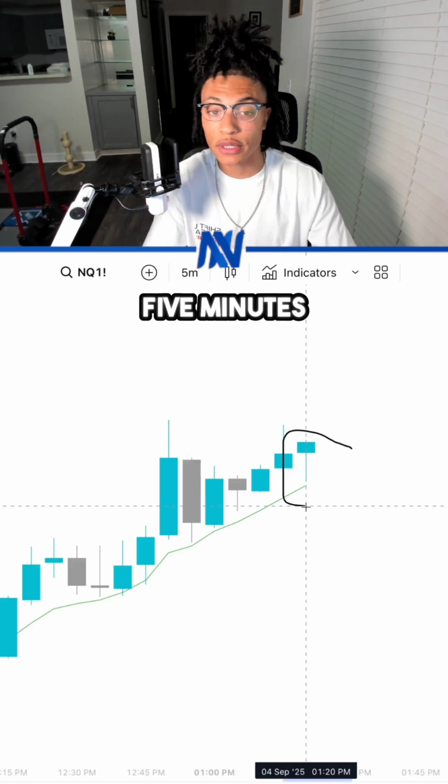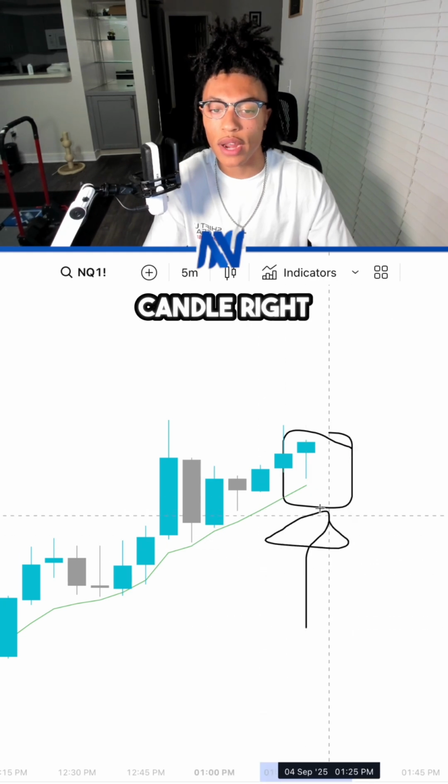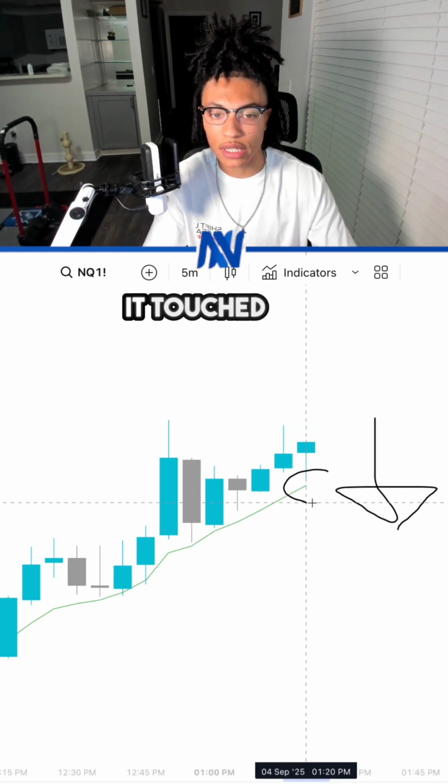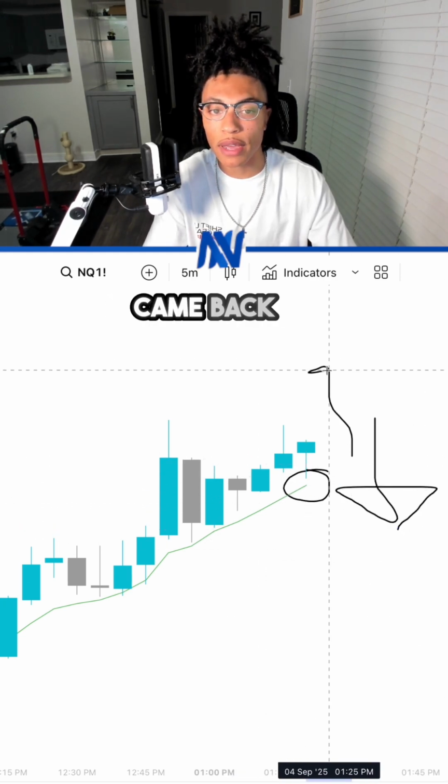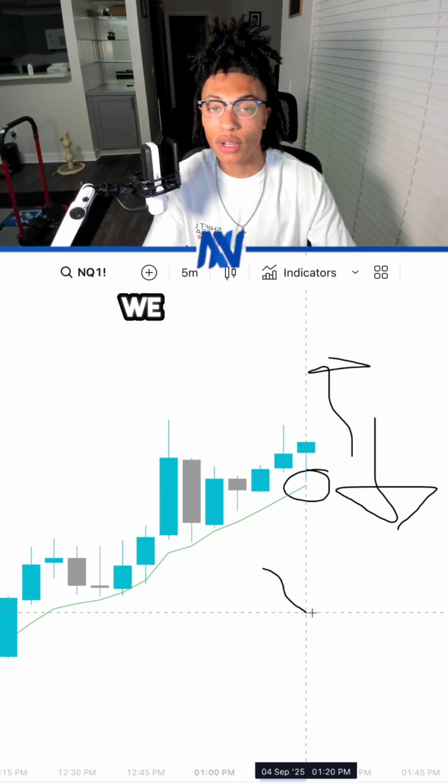And as we can see, 5 minutes later, we got a nice rejection candle right here. Price tried to make a push back down. It touched this 8MA equilibrium zone, came back up, and it closed over. And with that, we can finally get into a trade.